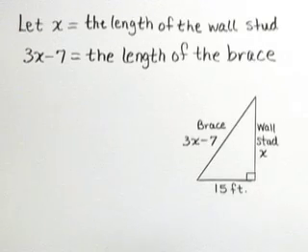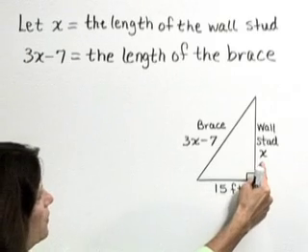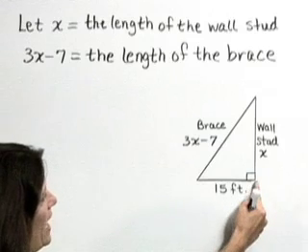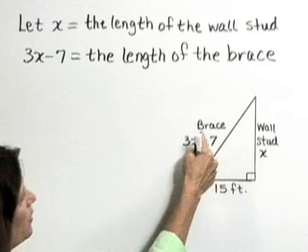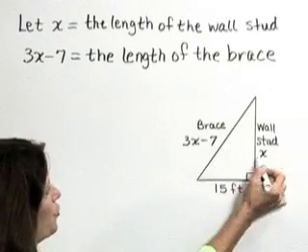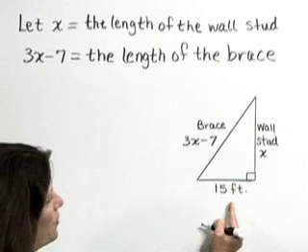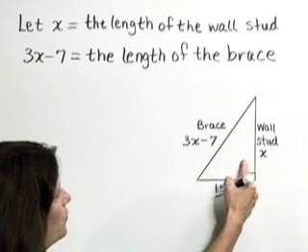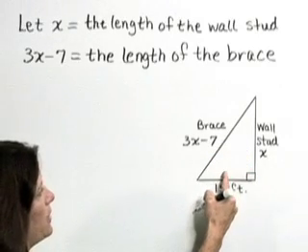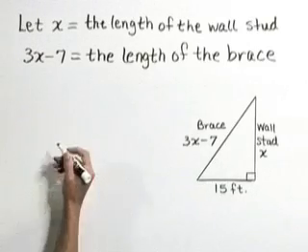Now we see here a cross section, which is a right triangle, where x is the length of the wall stud. We know that this brace is anchored 15 feet away from that. And we've got the brace identified as 3x minus 7. We have a right triangle here, and we know that the sides of a right triangle satisfy the Pythagorean theorem that says leg squared plus leg squared is hypotenuse squared. We might think of that as a squared plus b squared is equal to c squared. So our equation in step 3 is going to come from that.